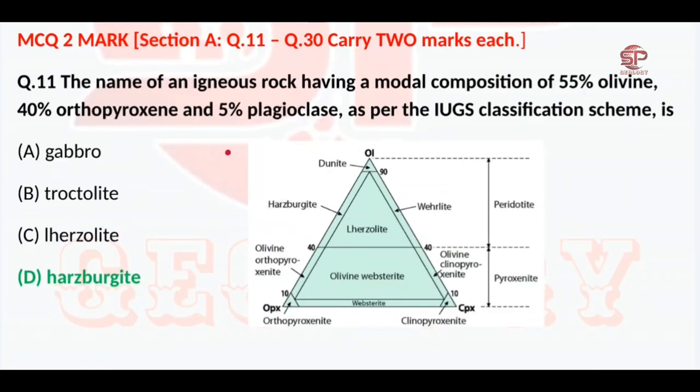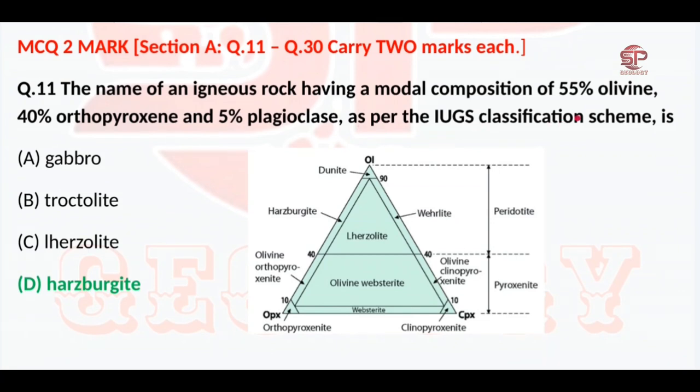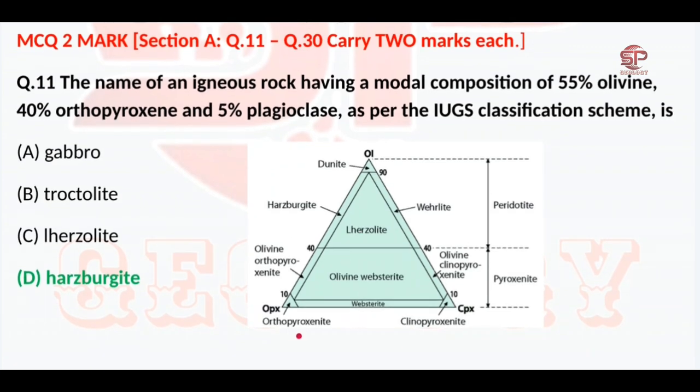This comes to MCQ 2 marks. The name of the igneous rock having a modal composition of 55% olivine, 40% orthopyroxene and 5% plagioclase. As you can see in this diagram, it is the ultramafic rock classification diagram, where if you take olivine 55%, orthopyroxene 40% and 5% plagioclase, it will be on this line where you will find olivine and OPX.